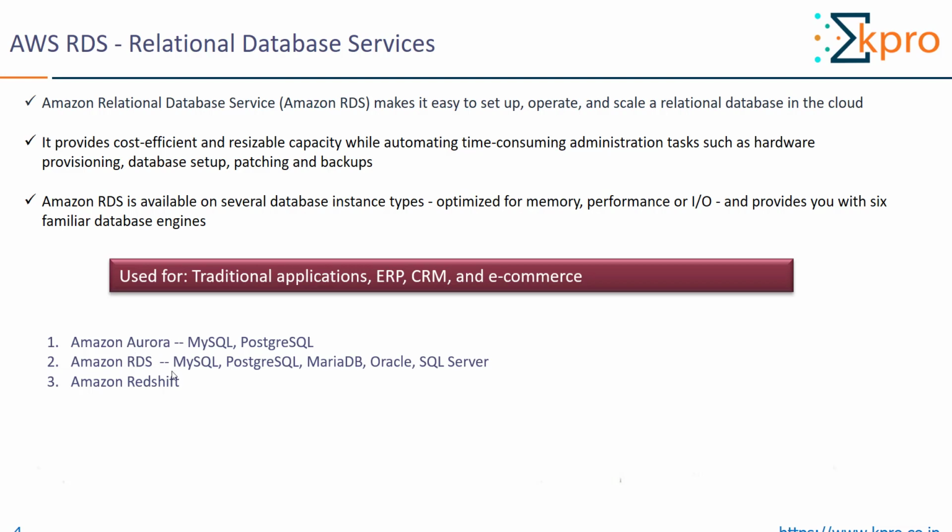Amazon RDS is the service. Actually, it's not the exact database, it's a service which provides a way to work with RDBMS database engines. Either you can work with MySQL, PostgreSQL, MariaDB, Oracle, and SQL Server. And the third point will come as Amazon Redshift. It is a database product of AWS, but it is mostly used for data warehousing environments.